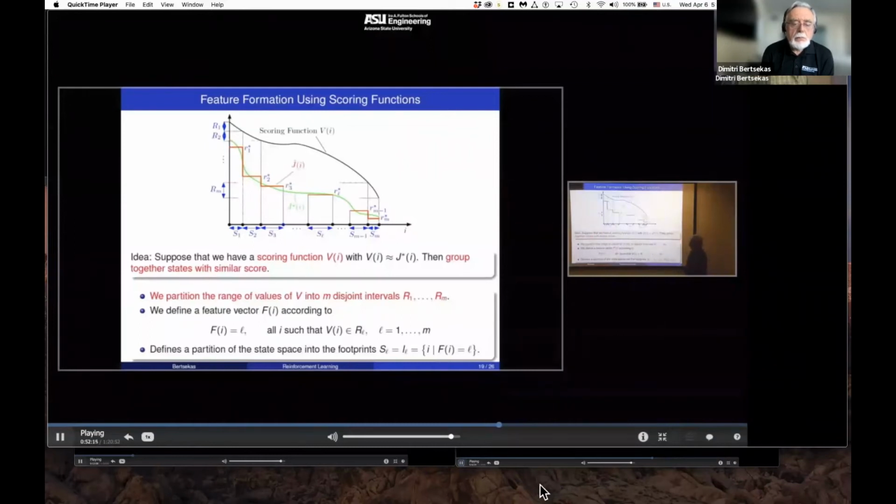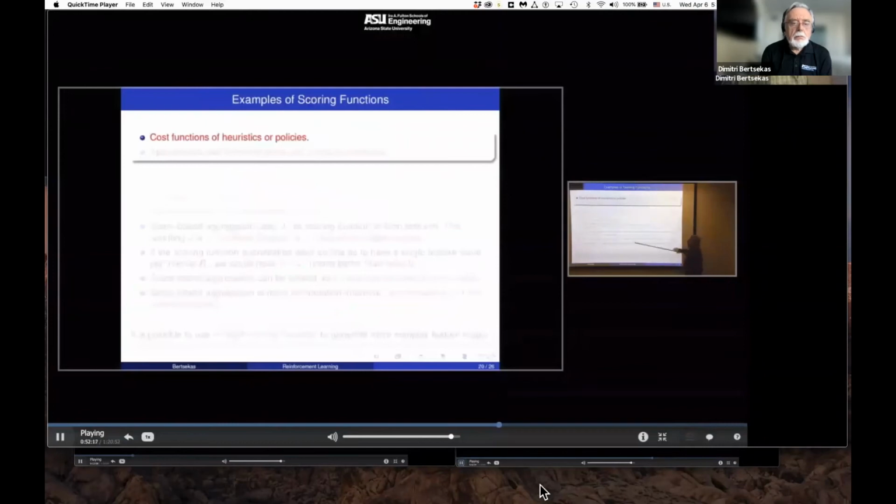And how would I get good scoring functions? Well, cost functions of heuristics or policies, we mentioned that. Approximate cost functions produced by neural networks, perhaps after one or two policy iterations.